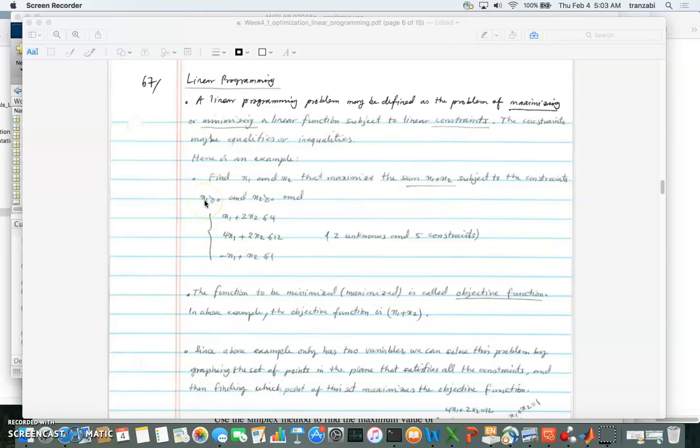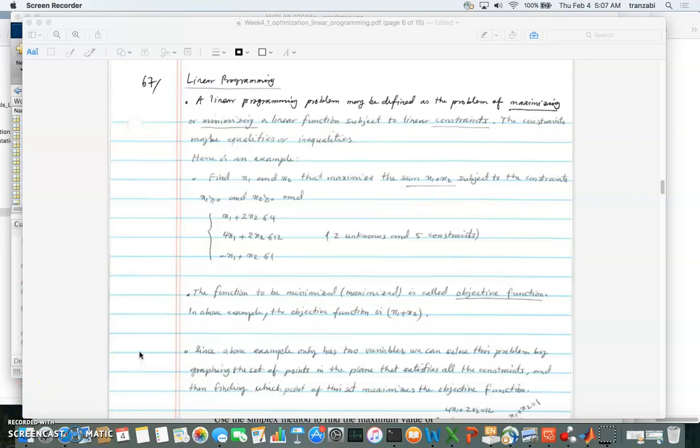Also, the non-negativity properties of x1 and x2 are implied. In all optimization that we look at in this course, we assume that x1 and x2, or any variables that are used in the optimization, are all non-negative. So even if you don't write them, these are implied.